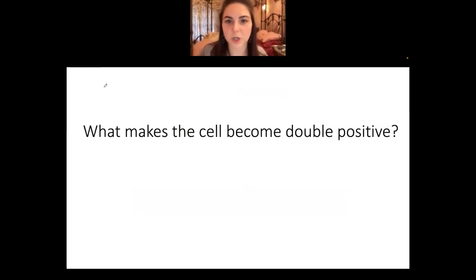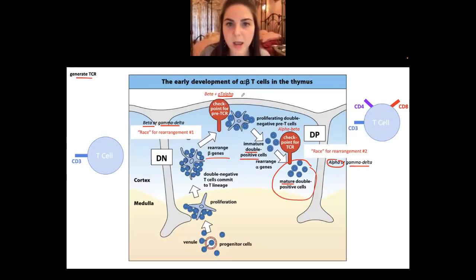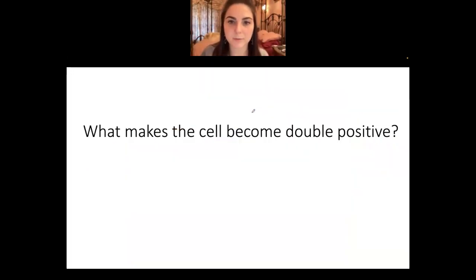Okay, so from here, we have this mature double positive T cell. What makes the cell become double positive? And this is the pre-T cell receptor proliferation. As soon as we have this pre-T cell putting on the surrogate alpha chain to the beta chain and allowing it to proliferate, again, this mimics B cell development, right? That's the type of B cell that proliferates: the one with the heavy chain completely rearranged and then the surrogate light chain. Same thing here. The beta chain is completely rearranged and we have the surrogate alpha chain. This is allowed to proliferate, and this is the signal to become double positive.